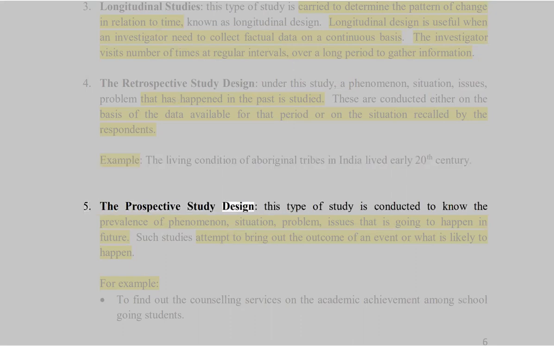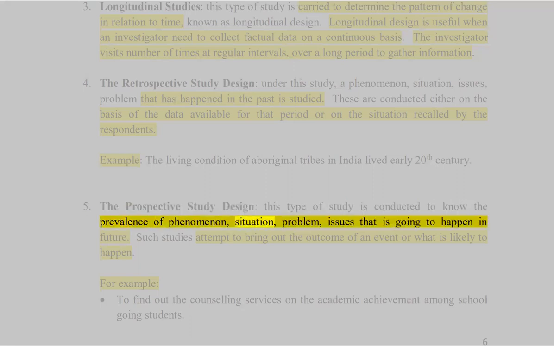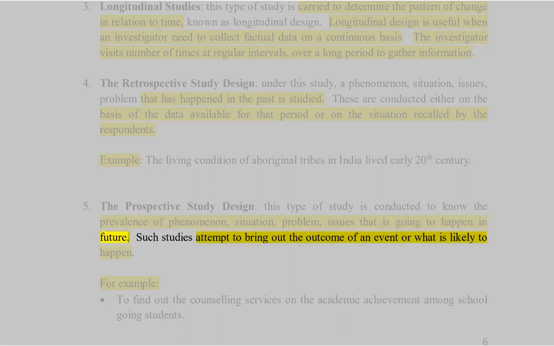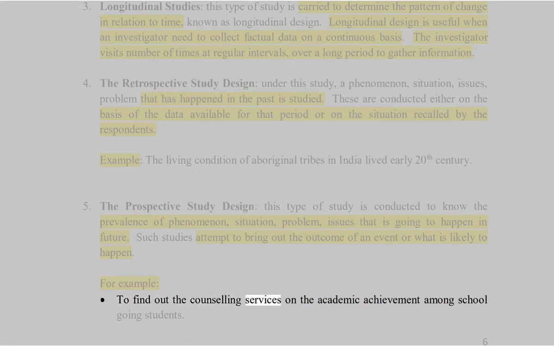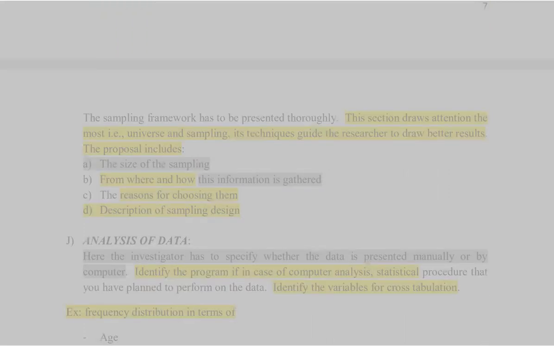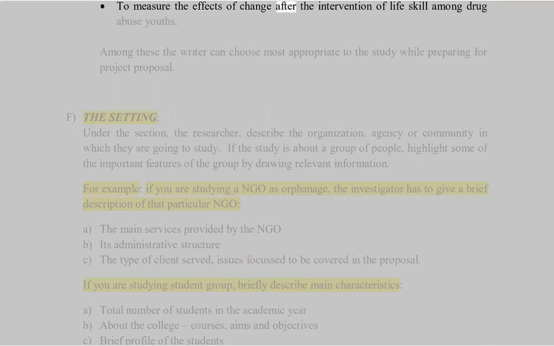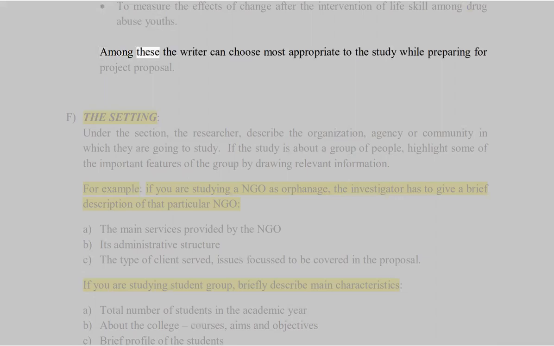5. The prospective study design. This type of study is conducted to know the prevalence of a phenomenon, situation, problem, issues that is going to happen in future. Such studies attempt to bring out the outcome of an event or what is likely to happen. For example, to find out the effect of counseling services on the academic achievement among school-going students. Another example: to measure the effects of change after the intervention of life skill among drug abuse youths. Among these, the writer can choose the most appropriate to the study while preparing the project proposal.